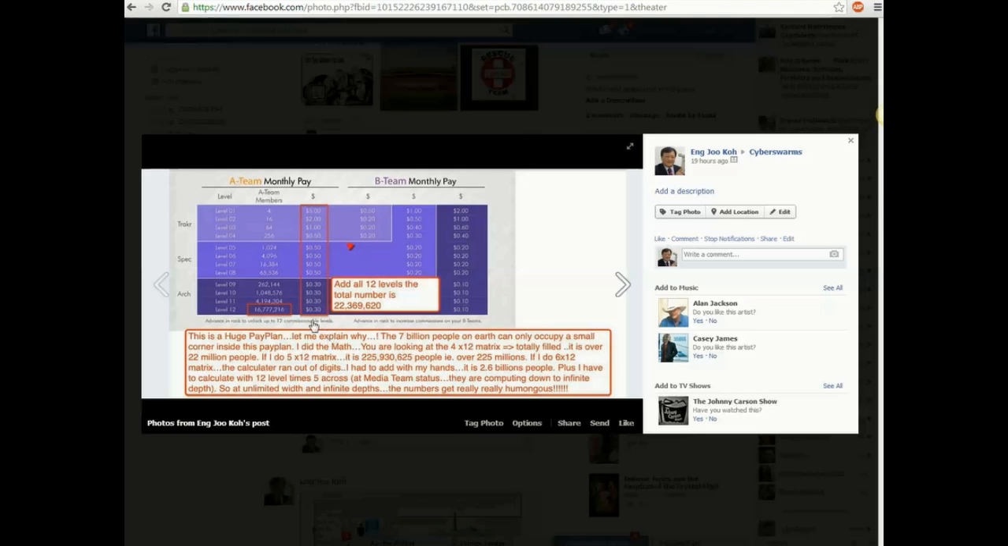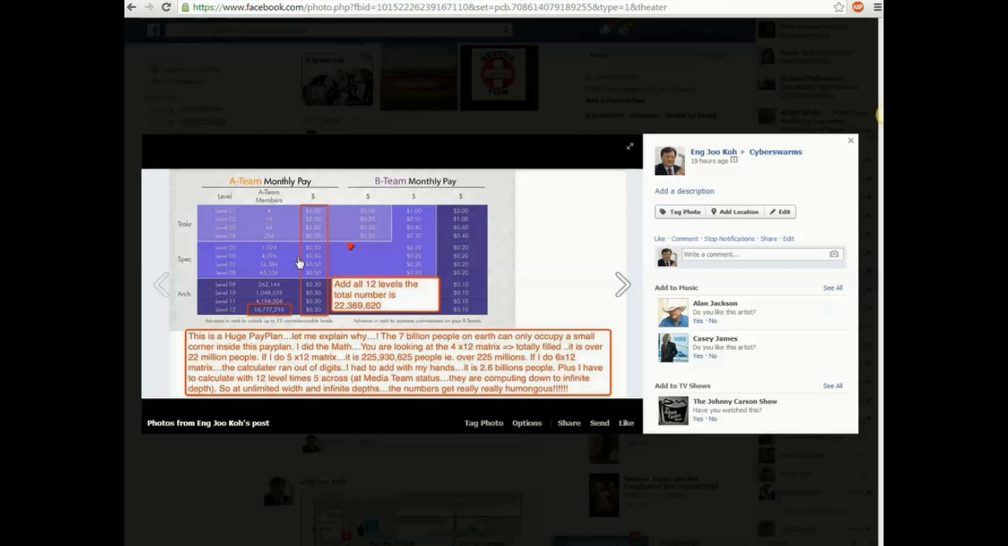Okay, but it doesn't stop there, because the VT plan actually calls for unlimited width and infinite depth. It means that if we continue to go deep beyond, let's say, the 12th level, the number can get huge. Let me show you what I mean. A 5 by 12 matrix is over 225 million people. Okay, and a 6 by 12 is not even calculatable by the calculator. It is over 2.6 billion people. That means 7 by 12 would probably go past the world population.